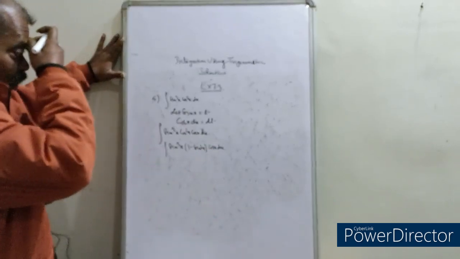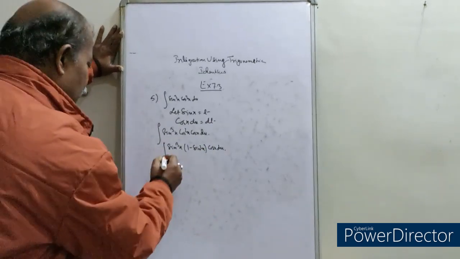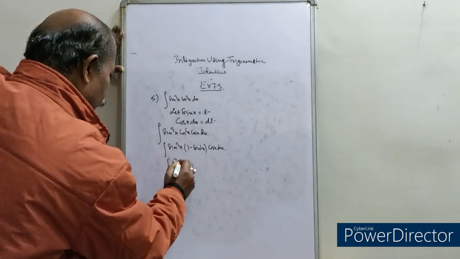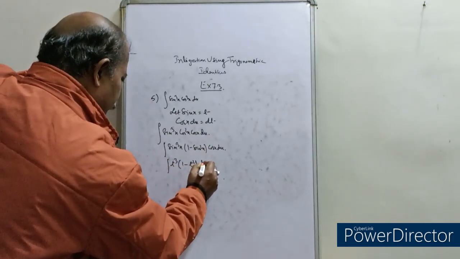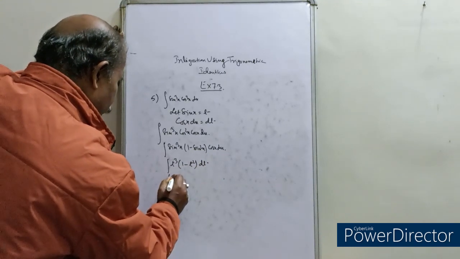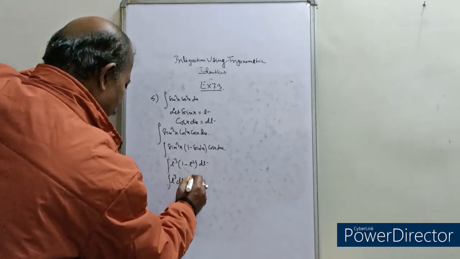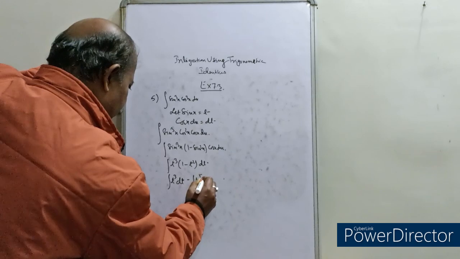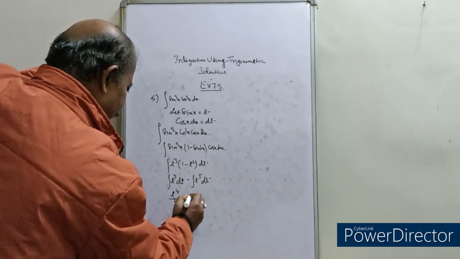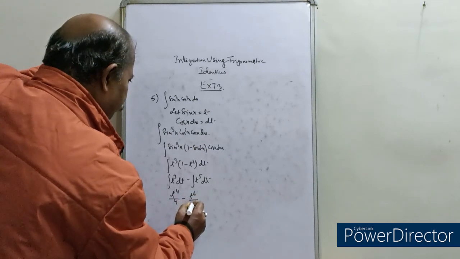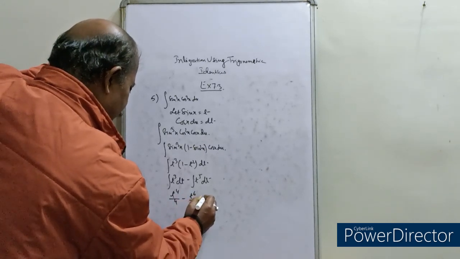So here now I am going to put the values. So this is t cube, 1 minus t square, and this is dt. So this will become t cube by t minus t to the power of 5 dt. So t to the power of 4 by 4 minus t to the power of 6 by 6 plus c.